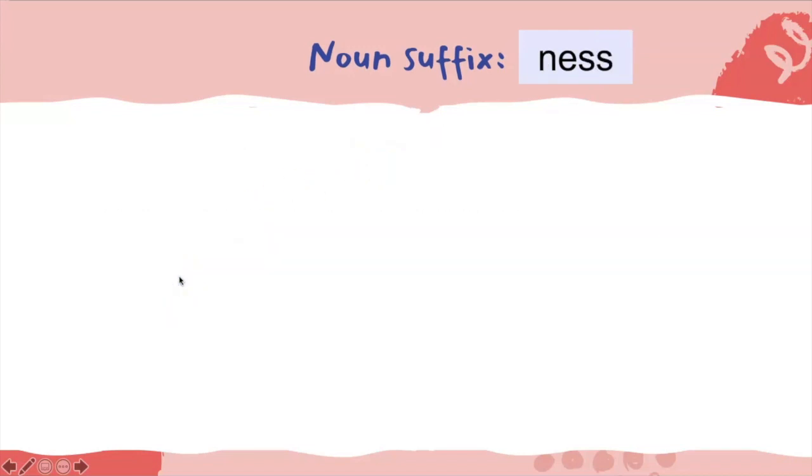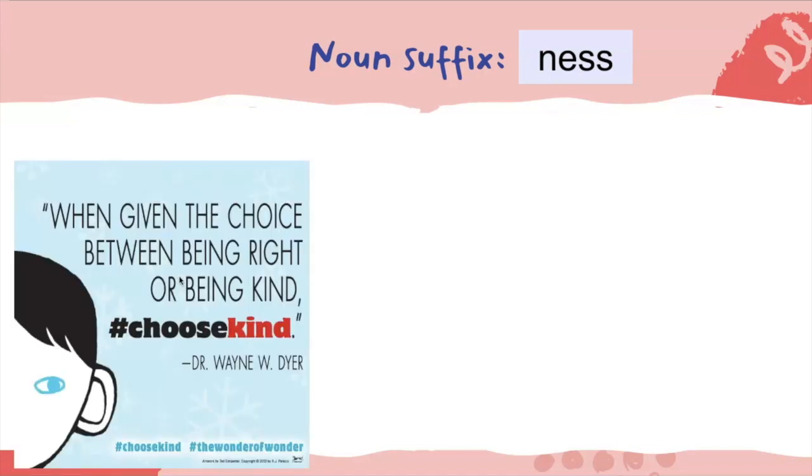Now, let's look at another noun suffix, ness. Here is a very famous quote from my favorite movie. When given the choice between being right or being kind, choose kind. The word kind here is an adjective to describe a kind of person that you want to be. So, we have an adjective here.